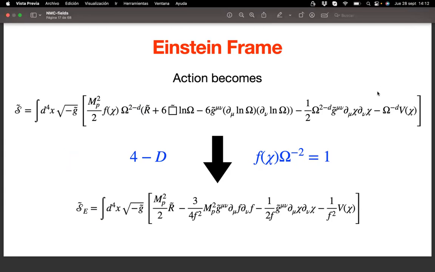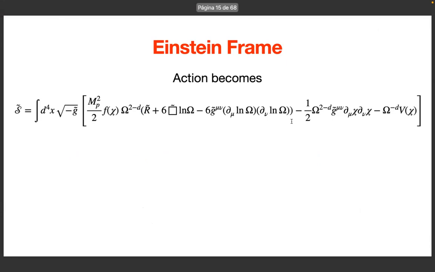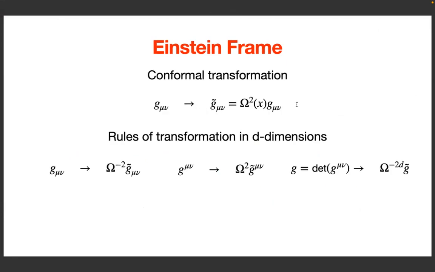So in the conformal transformation, why are you transforming like omega squared x? Why not the function omega x? Why do I get omega squared? Yes. Here? Yes.